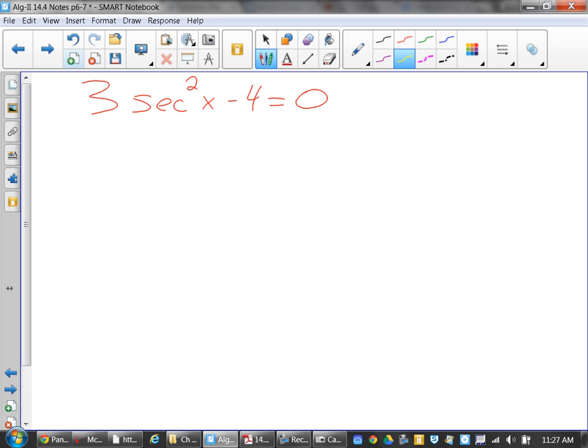Everybody okay with adding 4 divided by 3? Yes. Okay, let's start with that. And then take the square root. Good. So we have the secant squared.